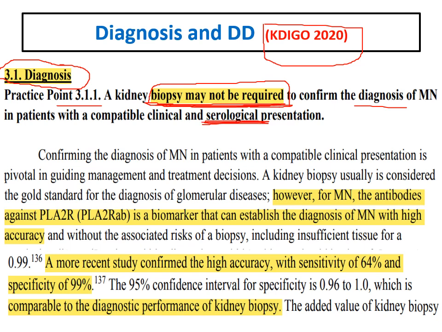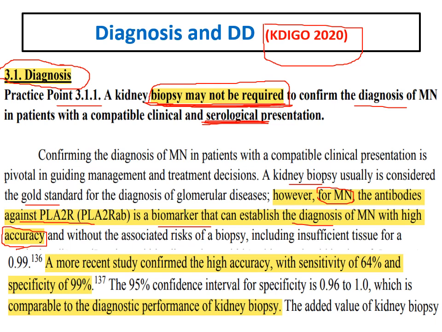What is their justification and what is the evidence for this? Usually, kidney biopsy was the gold standard, of course, for diagnosis of all glomerular diseases. However, in membranous, the antibodies against the phospholipase A2 receptor are a very good biomarker that can establish the diagnosis of membranous with a high accuracy, without needing any essential more data from the kidney biopsy.